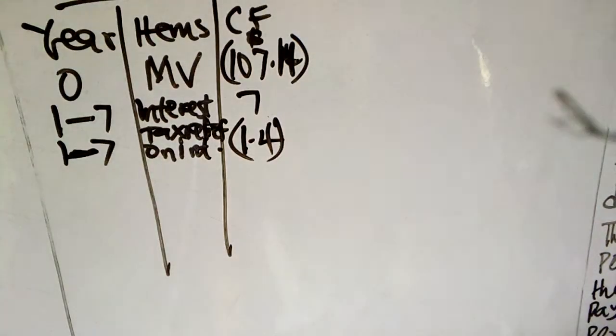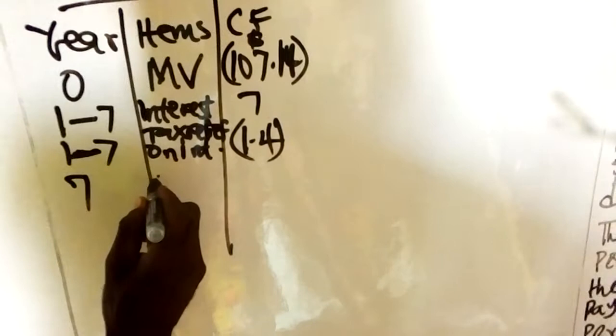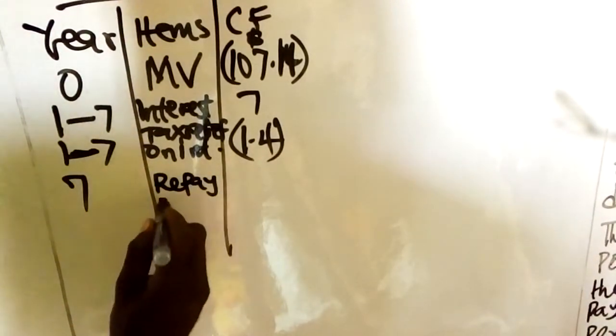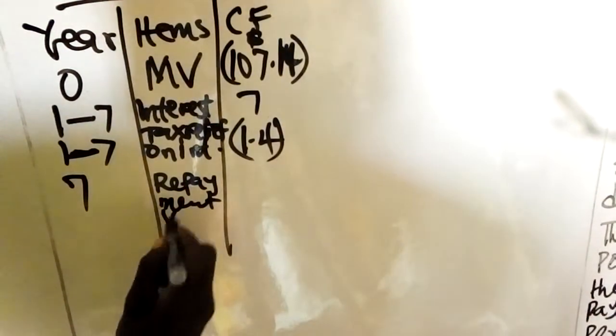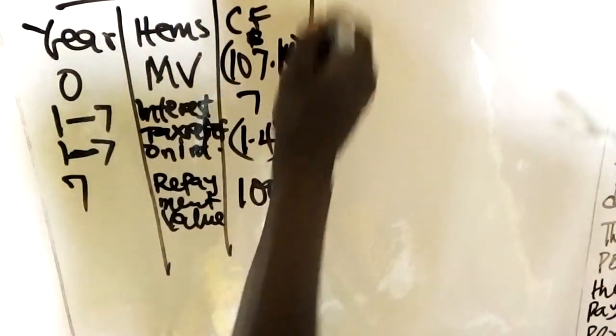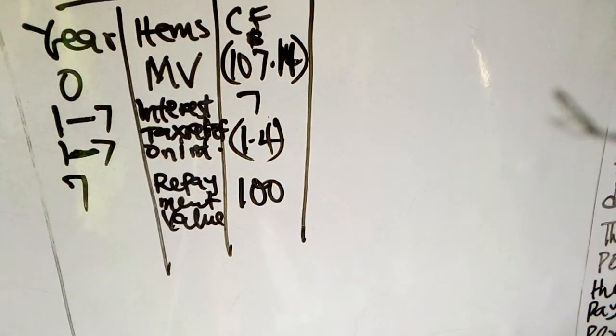At the end of the project life, which is 7 years, in year 7, you have the repayment value. How much will be redeemed or repaid? You were told it will be redeemable at par. Now the par value is 100. Debt is always denominated in 100 as its par value. Then you want to compute the IRR.